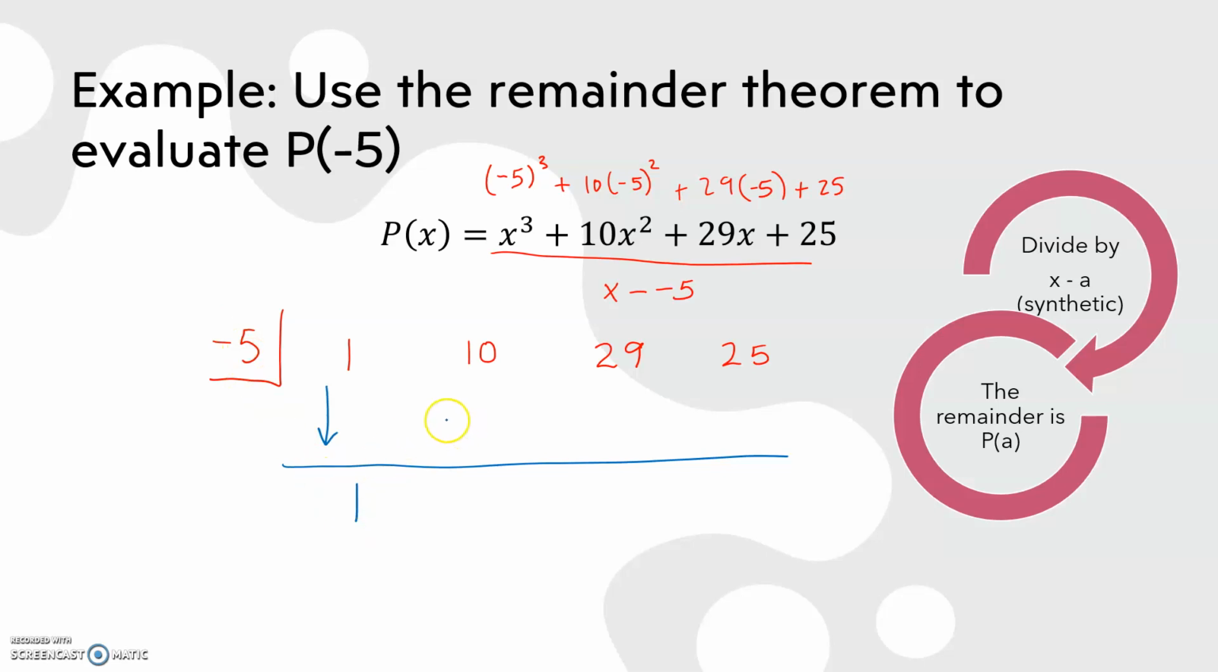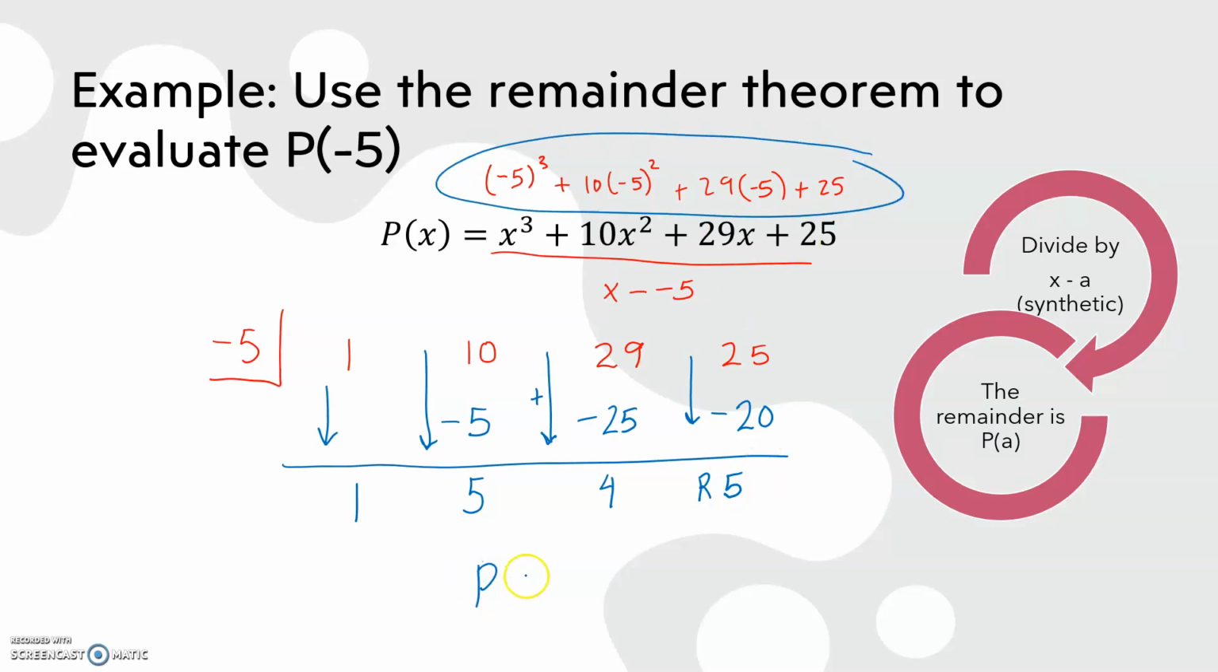We do negative 5 times 1, which is negative 5. We add. We do negative 5 times 5, which is negative 25. And we add. We multiply. We get negative 20. And we add. Our remainder is 5. So that means, without doing all of this math, I know that P of negative 5 is 5.